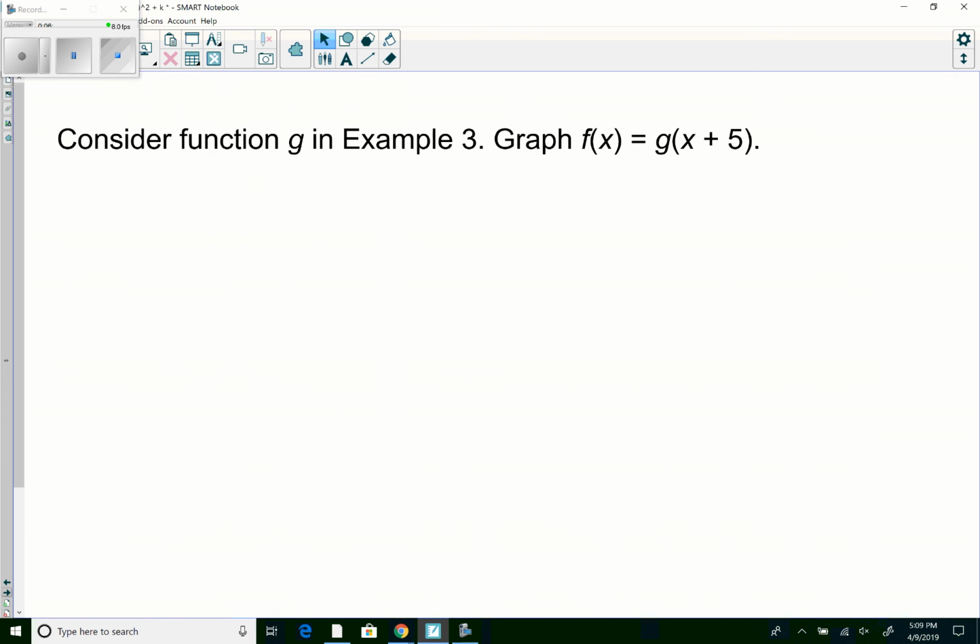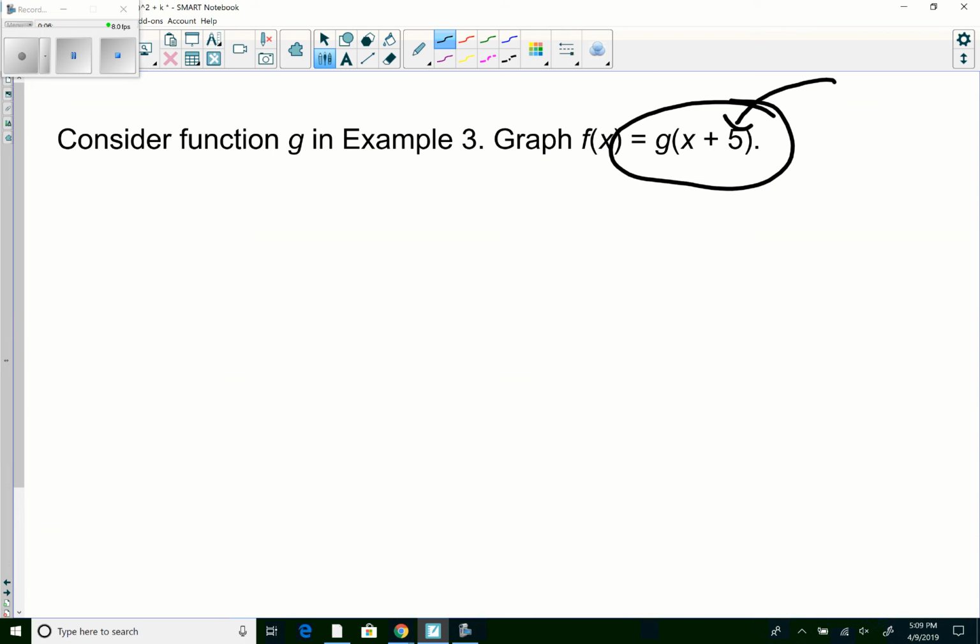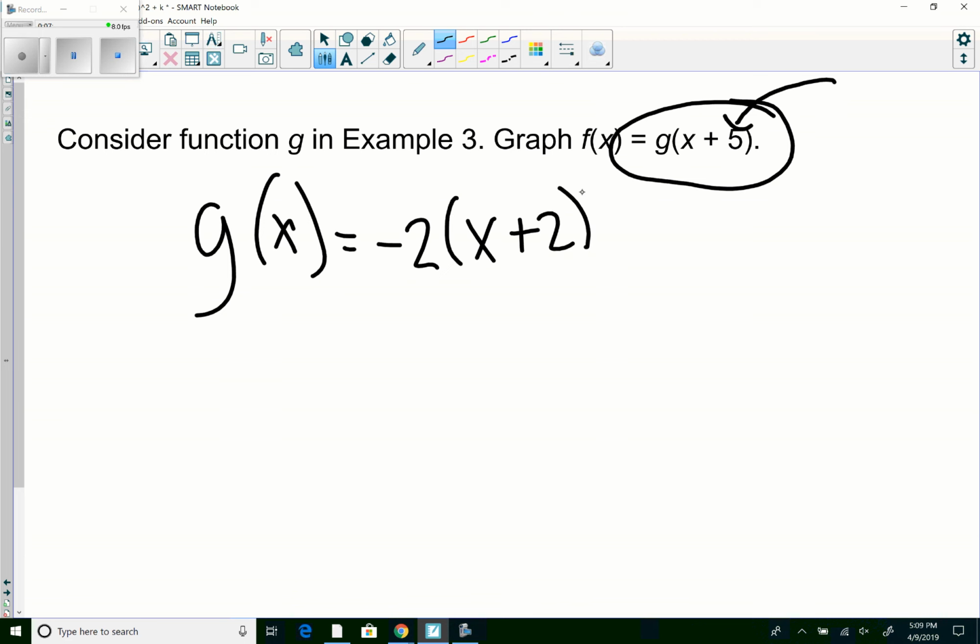Now, I'm going to move to the example right next to it. To your immediate right, it says graph f of x when you have g of x plus 5. Here's what that means. We're going to go inside g of x, the one from the last example. I'll just rewrite it: -2(x plus 2) squared and then plus 3.